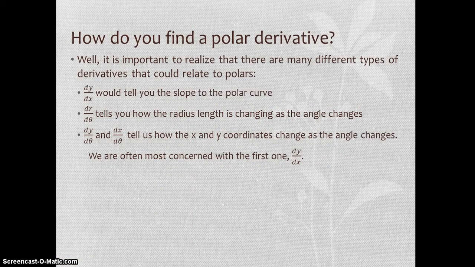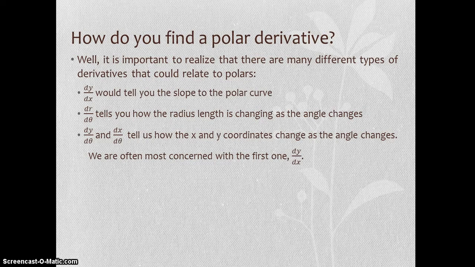So how do you find a polar derivative? Well, it's important to realize that there are many different types of derivatives that could relate to polars. For example, dy/dx would tell you the slope of a polar curve, whereas dr/d theta would tell you how the radius length changes as the angle changes. And those are two very different concepts which we'll look at. dy/d theta and dx/d theta tell us how the x and y coordinates change as the angle changes.